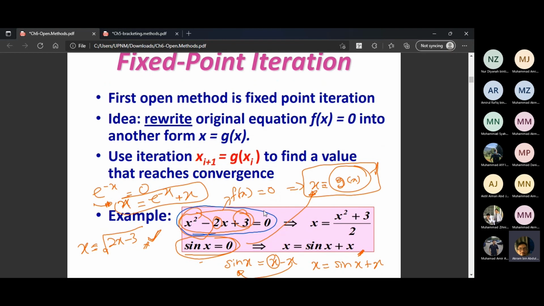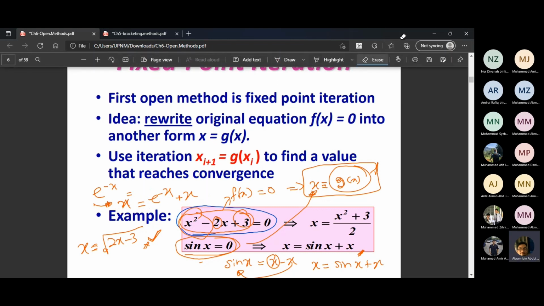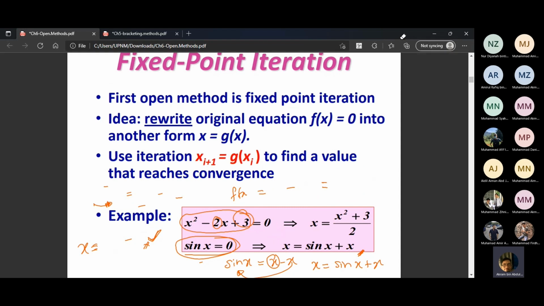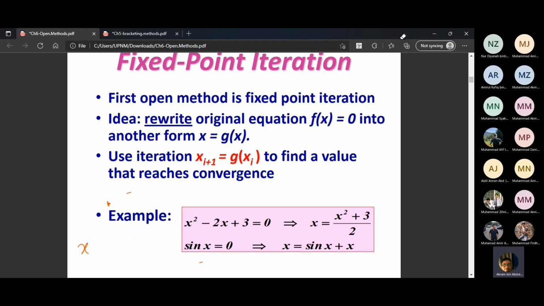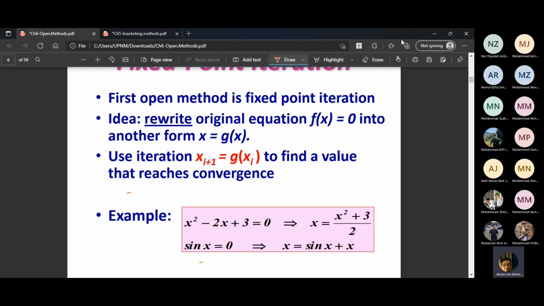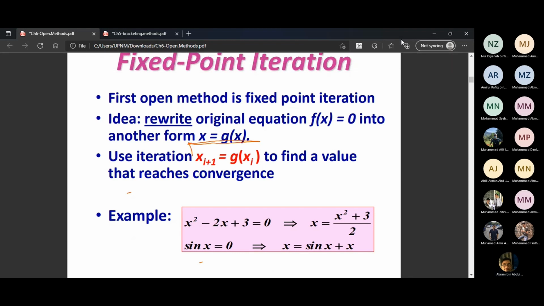Okay, the first step, how to rewrite the equation. Let's look at example on how to do this, how to rewrite any equation into the formation that needed by fixed point iteration. So the only thing that you need to remember is this one. This is the form that we want to rewrite to.